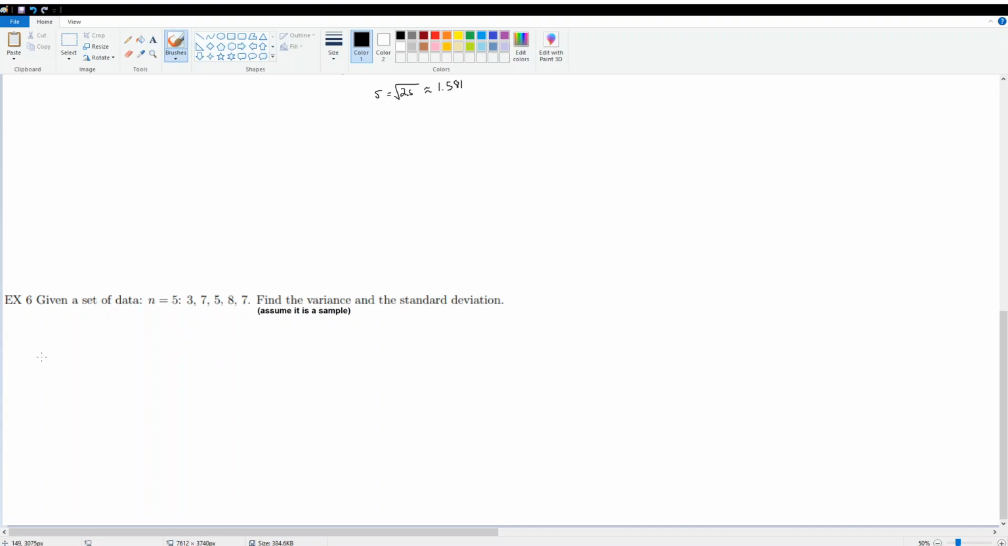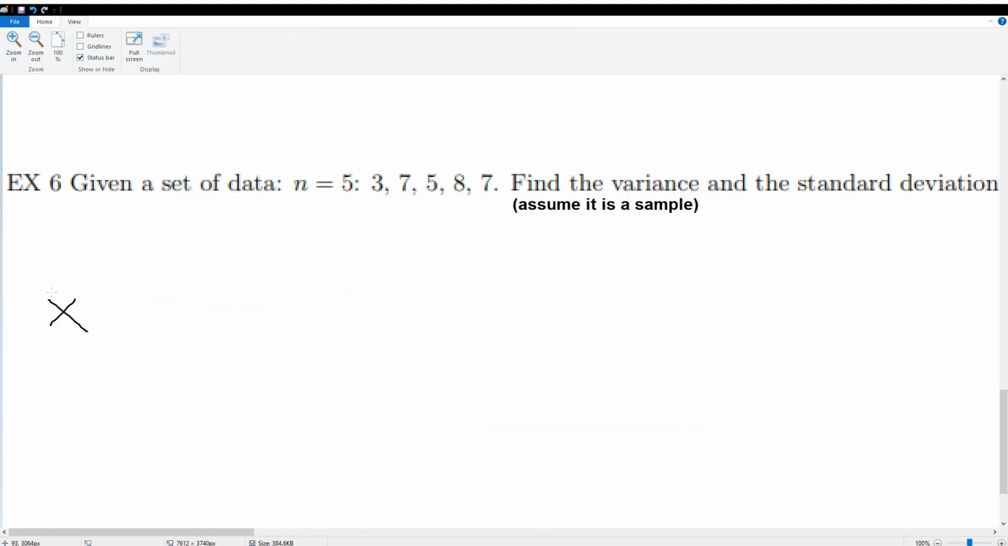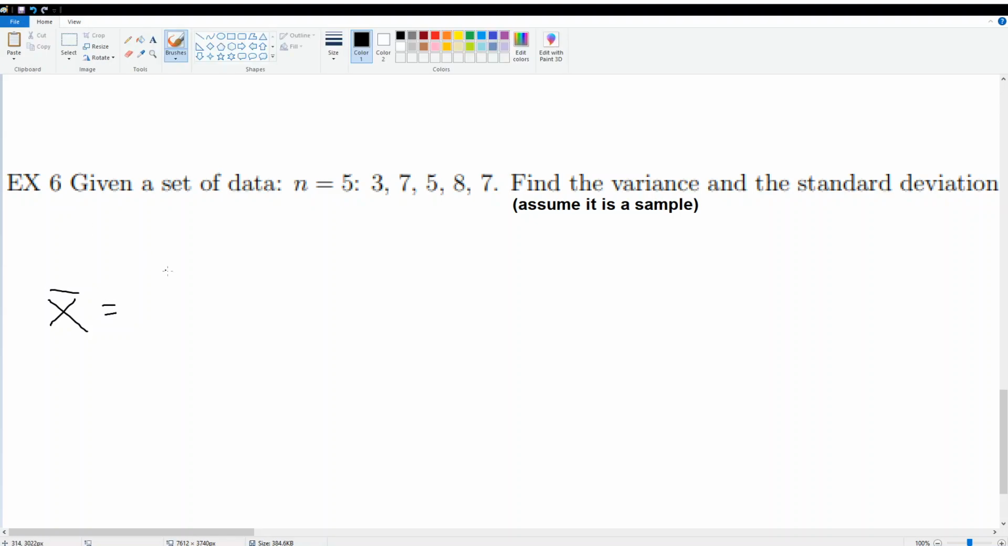So again, let's zoom in a little bit. We need to get our sample average, our sample mean. This is equal to the sum of our data points, and we divide this by our sample size of 5. 3 plus 7 is 10. 8 plus 5 is 13, plus 7, 20. So we're going to have 30 over 5, which will be 6.